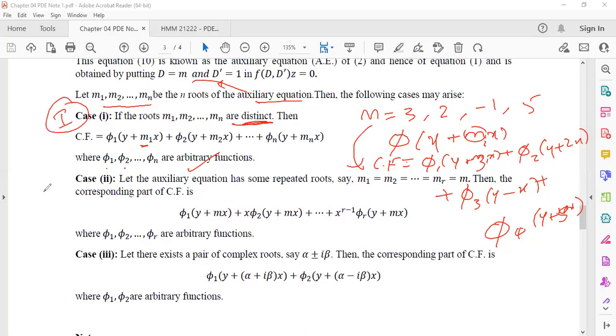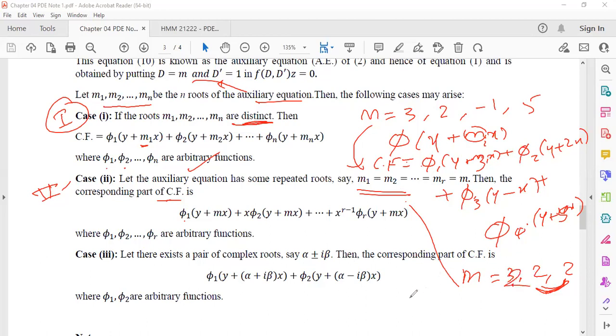So let's see what the case number 2 says: the auxiliary equation has some repeated roots. Repeated roots means something like, for example, I have the answer m is equal to 3, 2, 2. So these two are repeated, the same coming. In that sense, you don't need to write this as a separate one. The first case, you don't have the repeated one. Let's say all are repeated, for example, 2, 2, 2.